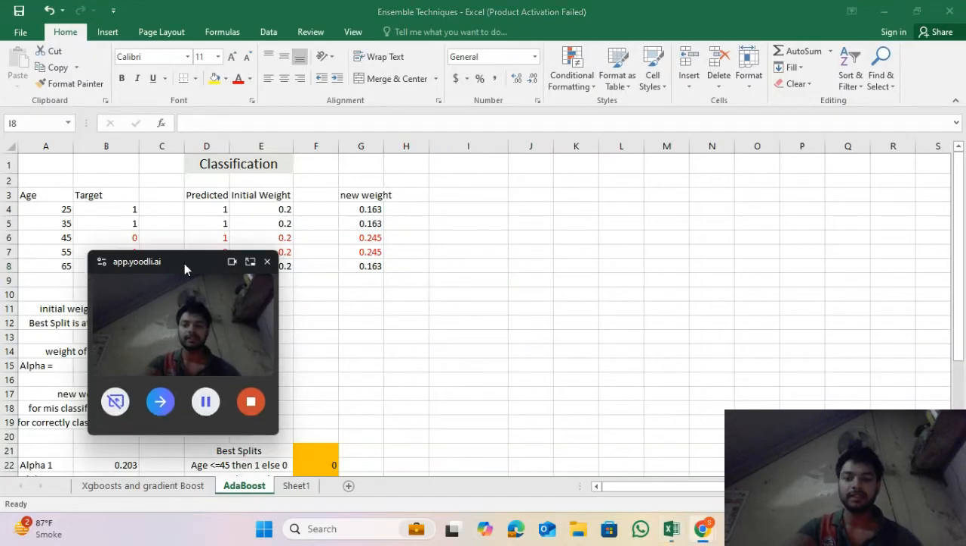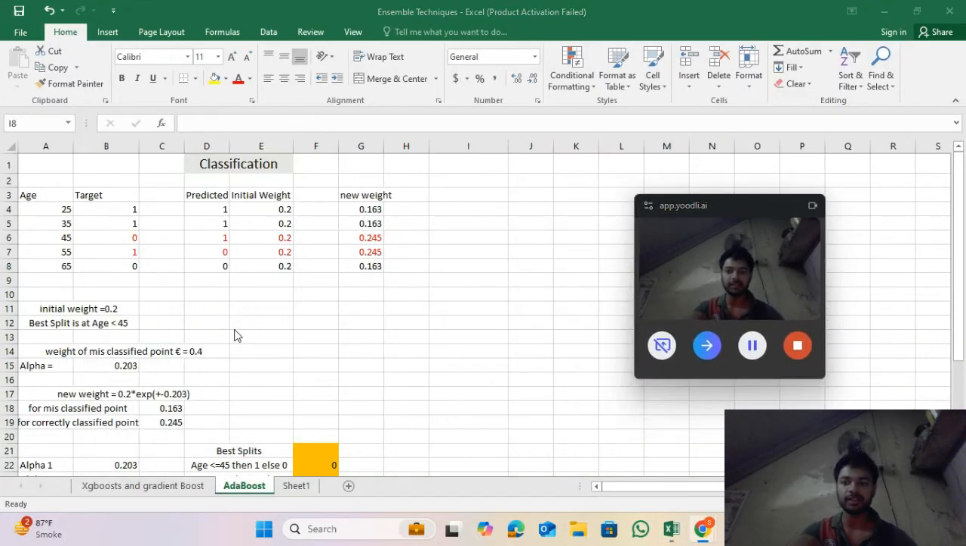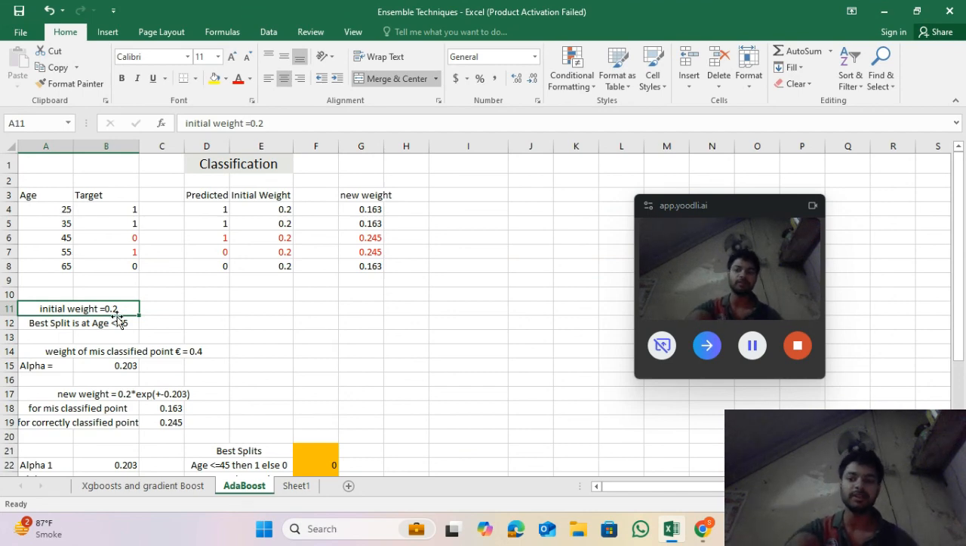And now we'll see the AdaBoost classification technique. Here you have age and target values, and the initial weight will be calculated as 1 divided by the total number of samples. So here we have 5 samples, so the initial weight will be 0.2. Suppose we got the best split as age is less than 45.